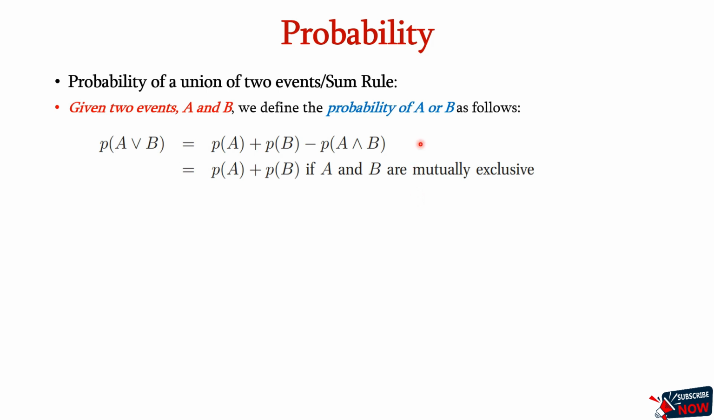So for non-mutually exclusive events, the rule can be written as probability of occurrence of A plus probability of occurrence of B minus probability of occurrence of A and B together. For mutually exclusive events, it can be written as probability of occurrence of A plus probability of occurrence of B.